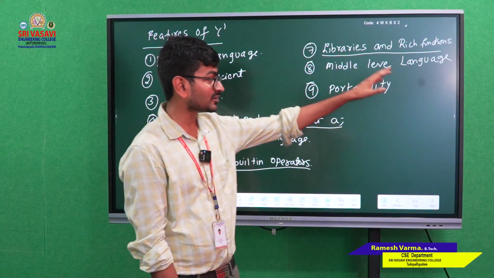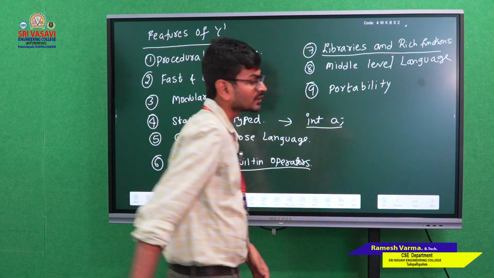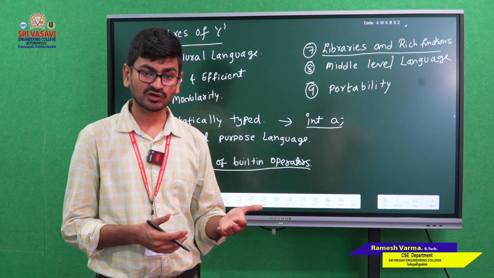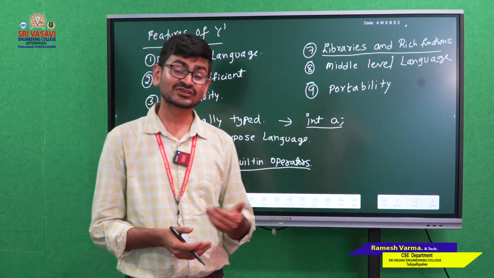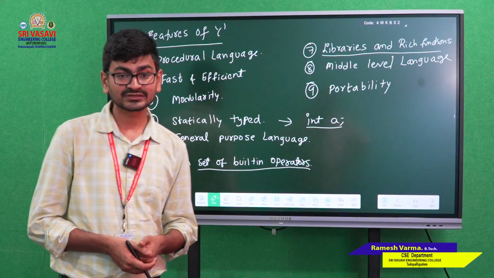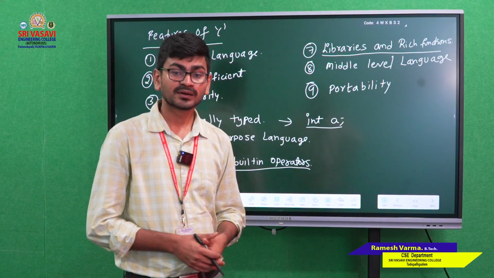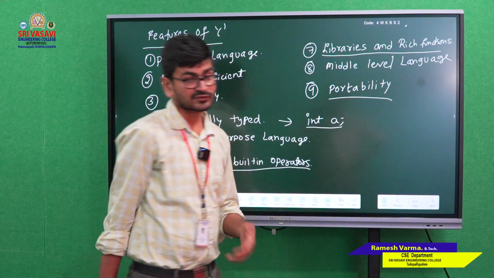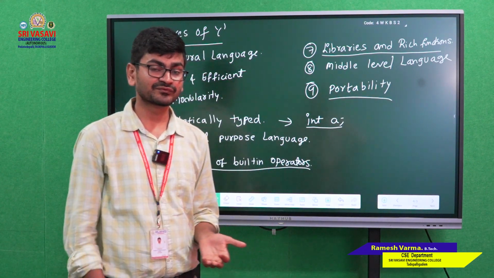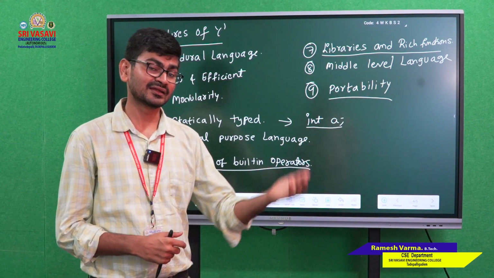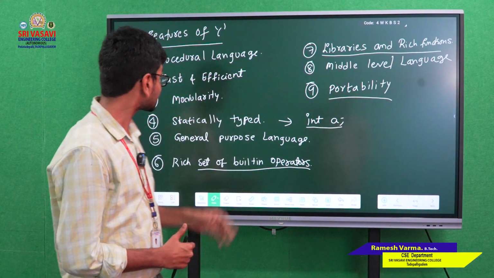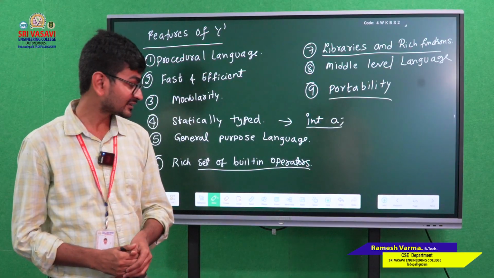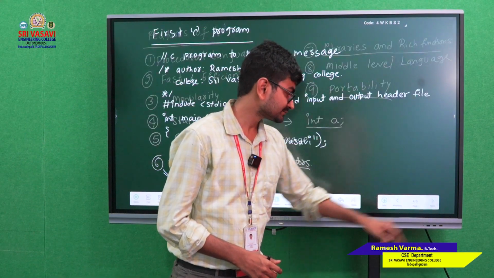And it is a middle level programming language. That means C language has the features of high level language and also low level language features like pointers. With the help of pointers, we can access the memory areas of hardware. And it is portable. If you write a C program on one system, with little modification, we can run it on any other system. So these are the features of C. Now let us see the first C program. Without any further delay, let's move to the next slide.